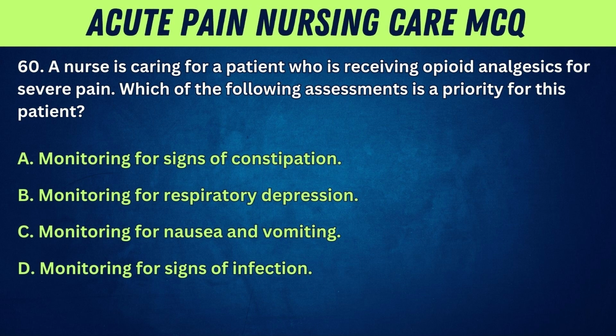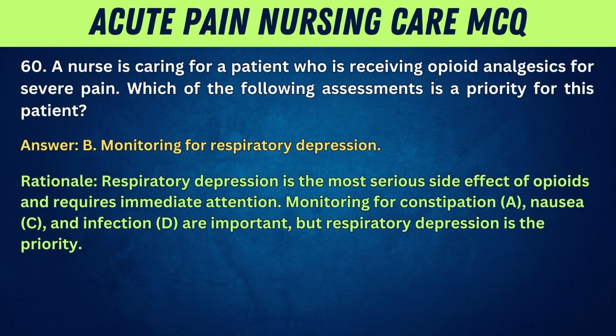D. Monitoring for signs of infection. Answer. B. Monitoring for respiratory depression. Rationale. Respiratory depression is the most serious side effect of opioids and requires immediate attention. Monitoring for constipation, A, nausea, C, and infection, D, are important, but respiratory depression is the priority.